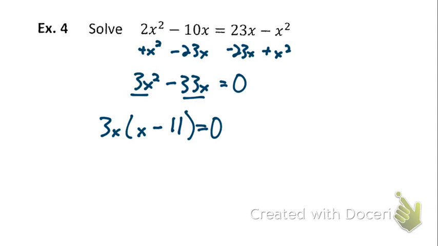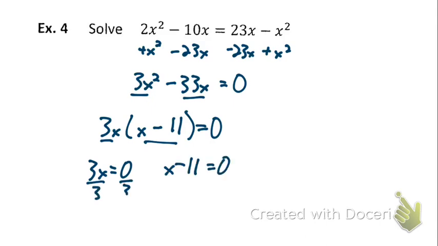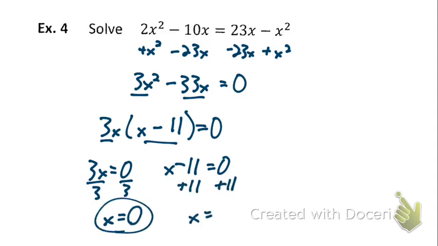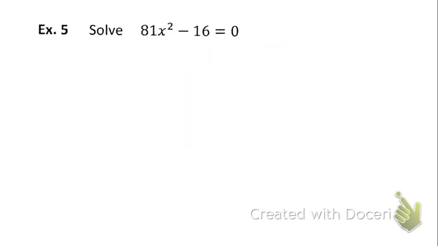And now we can set it up. Now I have two things being multiplied to get 0. So I have 3x equals 0, and I have x minus 11 equals 0. So here we divide both sides by 3, unless you already know that one of the solutions is x equals 0. And here we add 11 to both sides. So we get x equals 11. Those are my two solutions. And there you have it. 2 done.